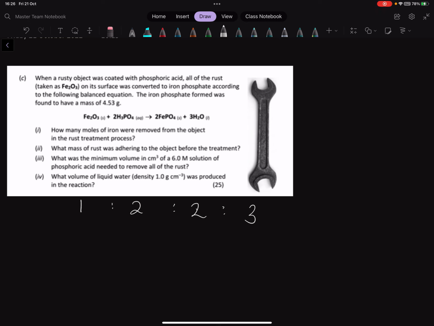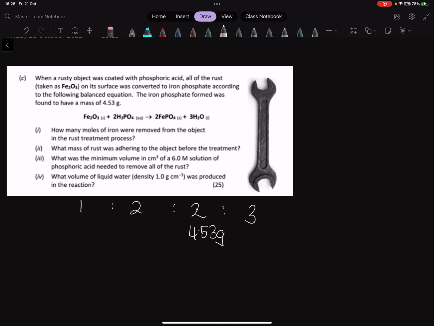So a rusty object was coated with phosphoric acid. All of the rust, taken as Fe2O3, was converted to iron phosphate according to the balanced equation. The iron phosphate formed was 4.53 grams. So that's what we're going to go in here. And now our question is asking us how many moles of iron were removed from the object.